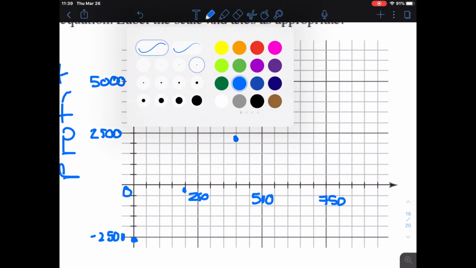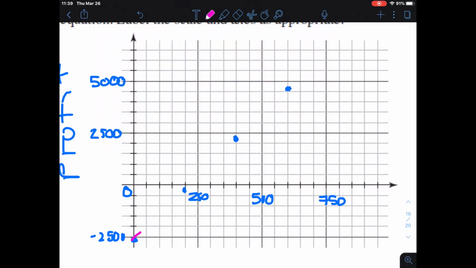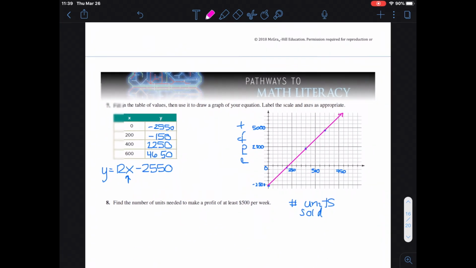Okay. So the equation of our line just connects these dots. Again, it's not going to be perfect, but that's okay. And here is the equation of our line.